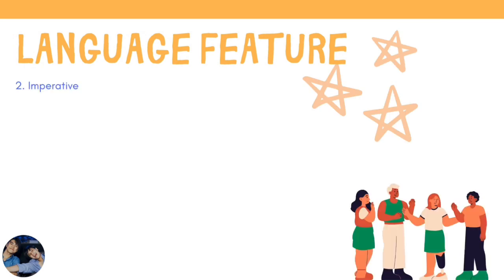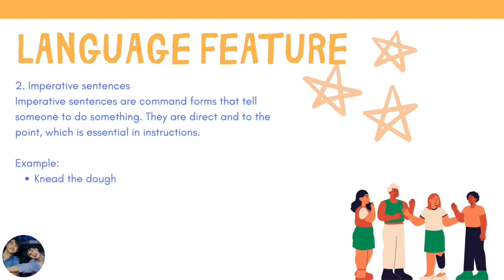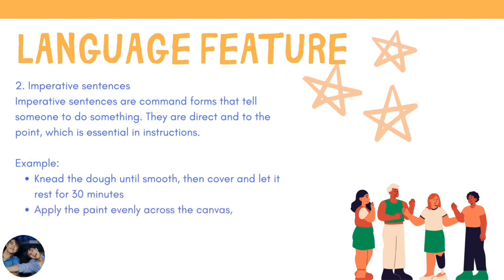And the second language feature is imperative sentences. Imperative sentences are common forms that tell someone to do something. Jadi menggunakan imperatif supaya stepnya tadi kan harus easy to follow ya. Jadi harus menggunakan imperatif supaya langsung to the point, which is essential in instruction. Jadi ketika kita memberikan instruksi itu harus to the point, because instruksi itu harus jelas supaya orang yang mengikuti kita, someone who follows us, can complete the task as well as we did.